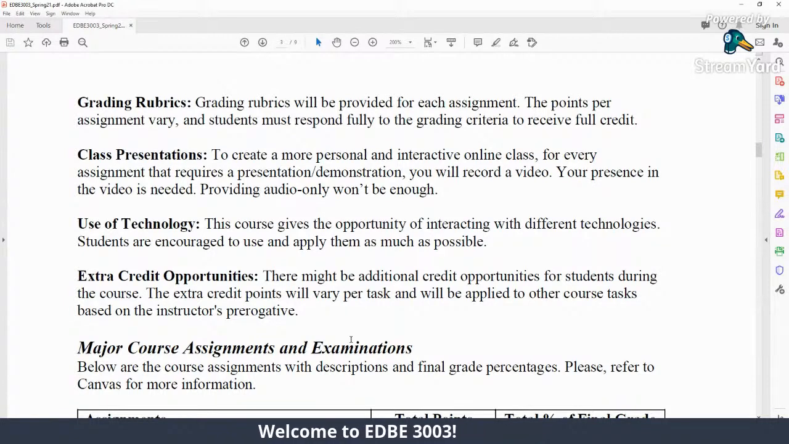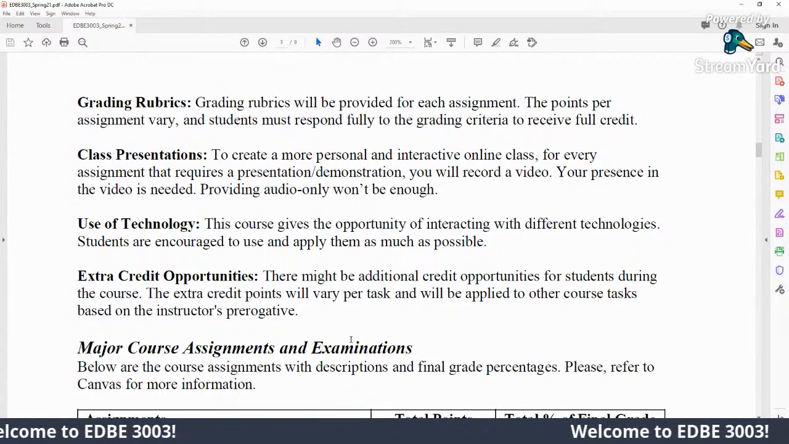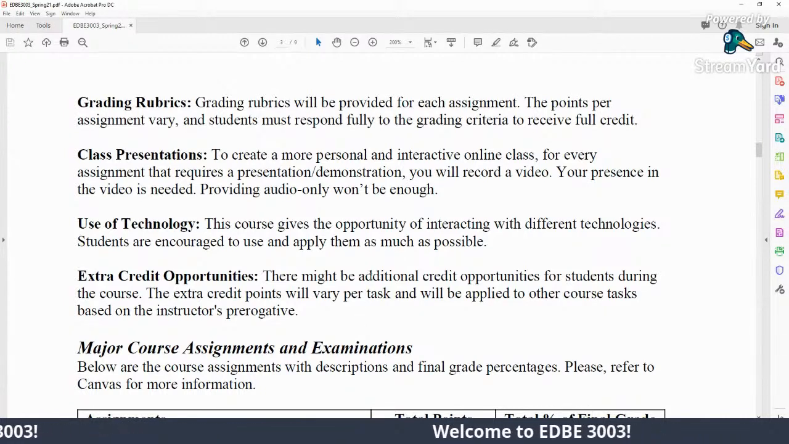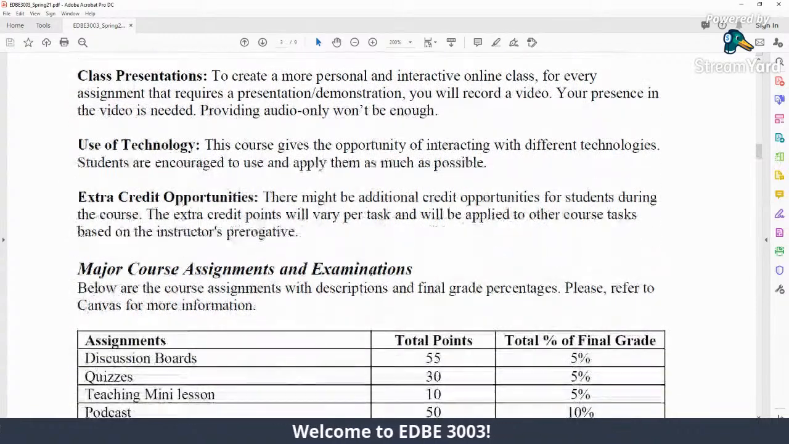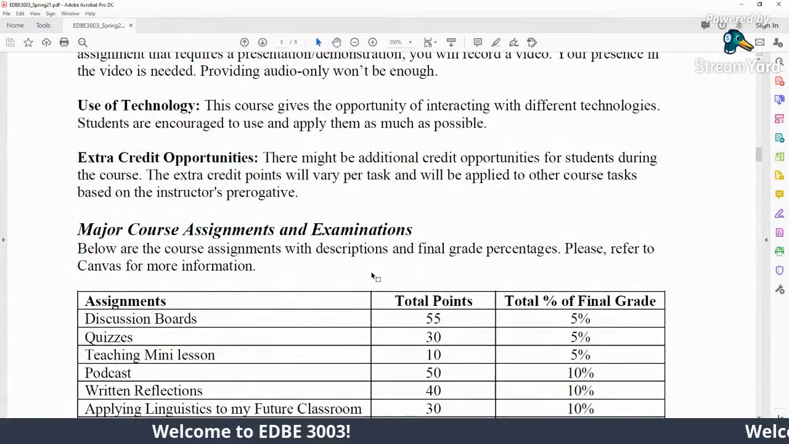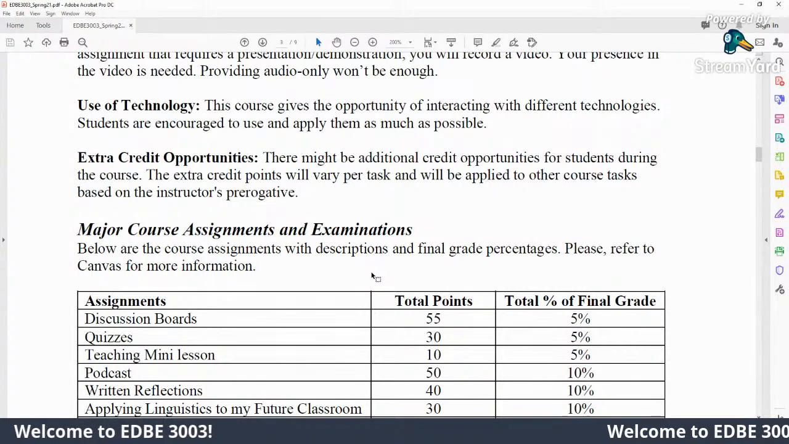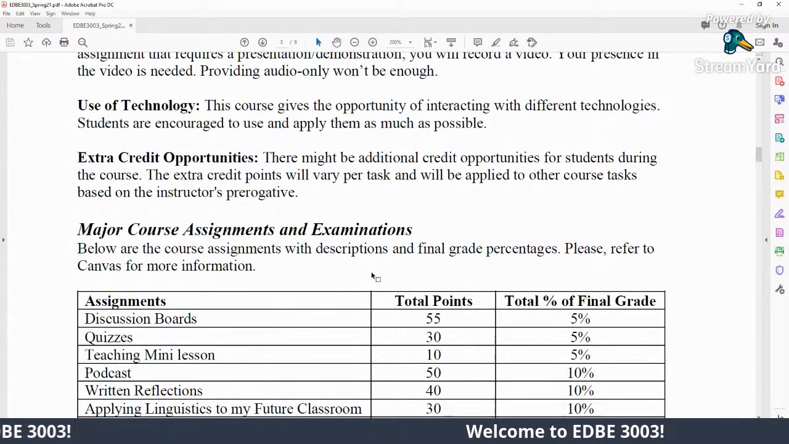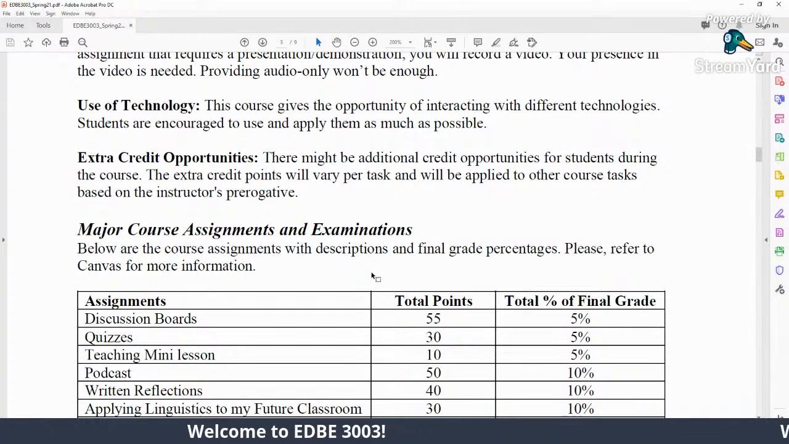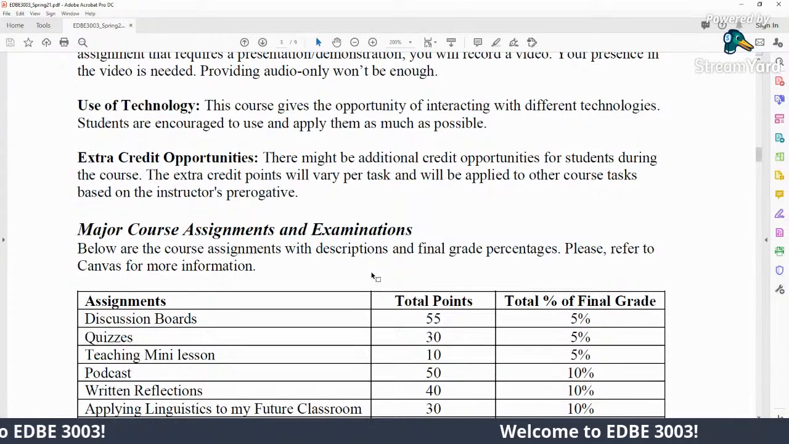Use of technology. This course gives you the opportunity of interacting with different technologies. Students are encouraged to use and apply them as much as possible. Extra credit opportunities. There may be additional credit opportunities for students during the course. The extra credit points will vary per task and will be applied to other course tasks based on the instructor's prerogative.